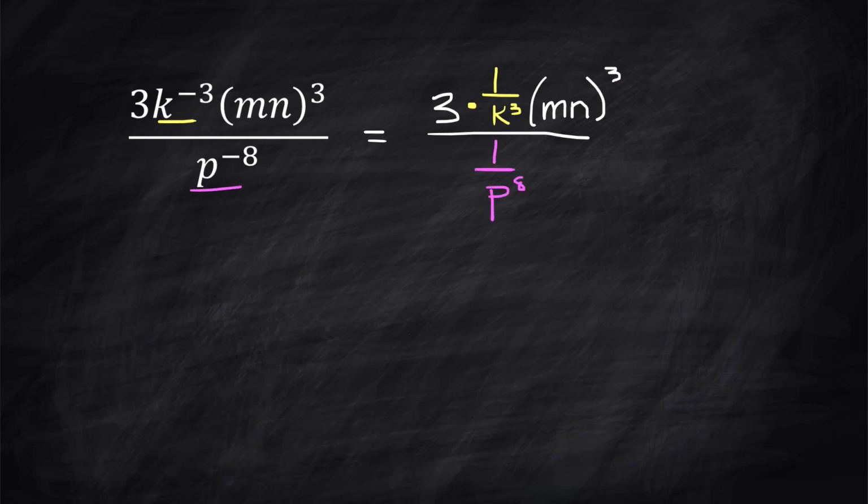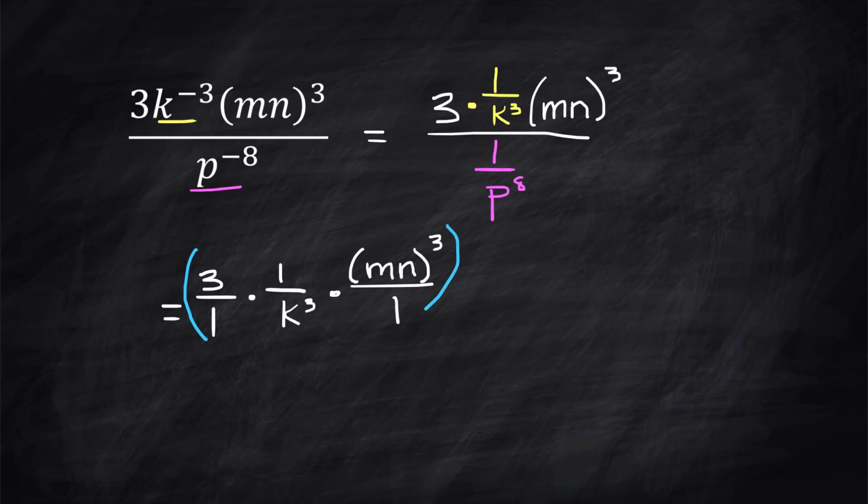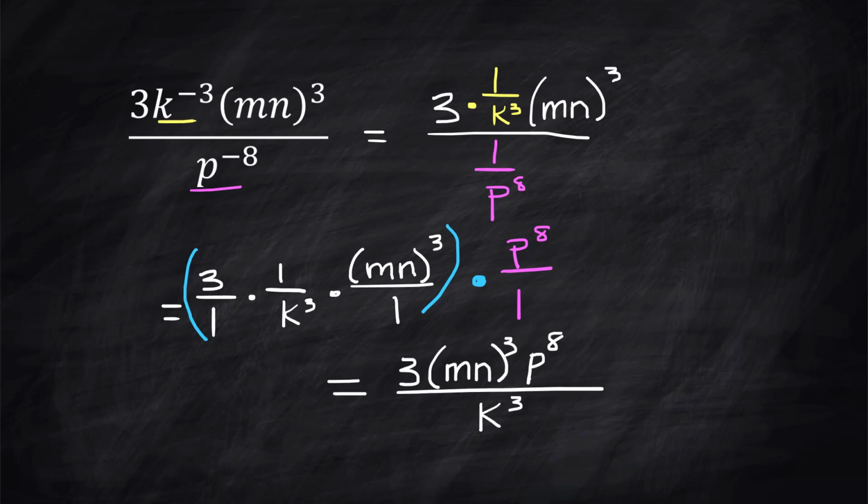I need to combine all those numerator things. So 3 is going to become 3 over 1 multiplied times 1 over k to the 3rd times mn to the 3rd over 1. And while I'm here, I might as well do the whole flip and multiply thing with the bottom. Let's multiply that times p to the 8th over 1. Now let's multiply all the numerators together and all the denominators together, and we end up with 3 mn to the 3rd p to the 8th all over k to the 3rd.